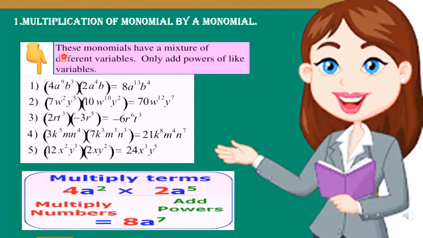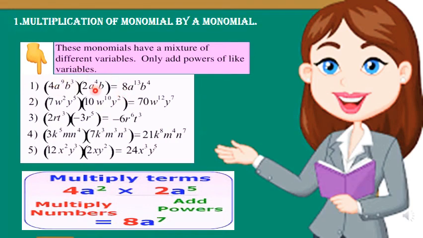You can observe here these monomials have a mixture of different variables. So in that case, how do you multiply variables? You are going to add the powers of like variables when you are multiplying like variables. Consider the first one. First monomial here is 4a power 9 b power 3 multiplied with a monomial 2a power 4 b. So first you should multiply the numbers with their signs. What is the sign of 4? It is plus, and the sign of 2 is plus. So plus into plus is plus. Then 4 into 2 is 8.